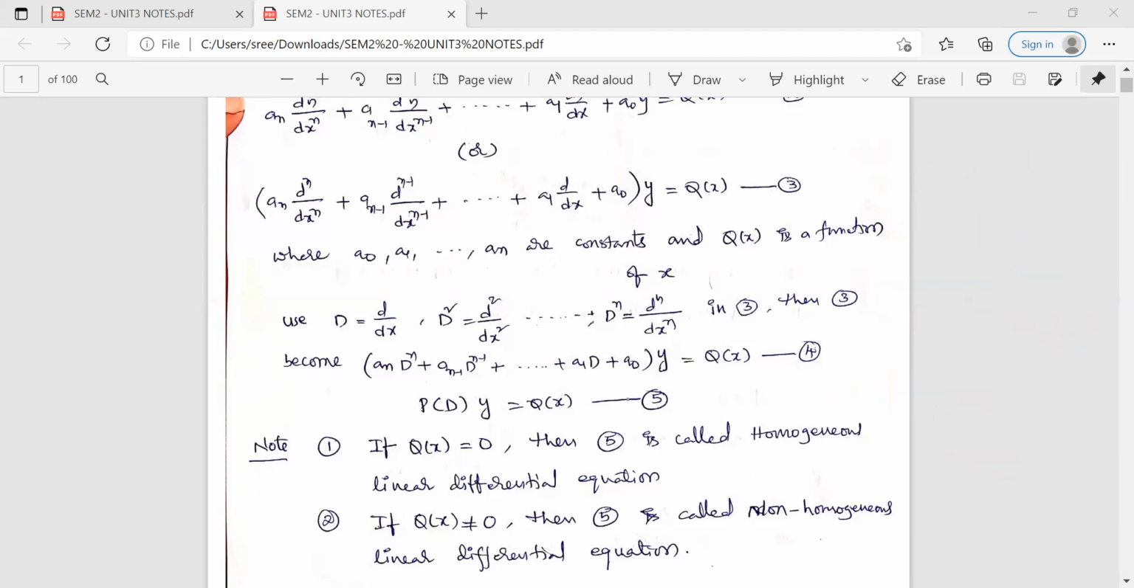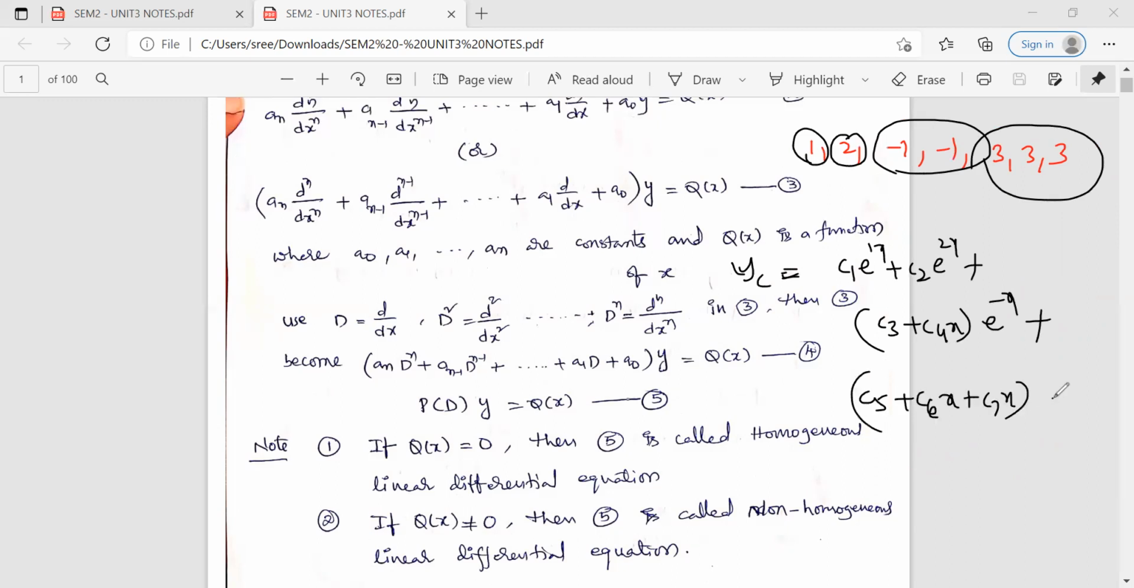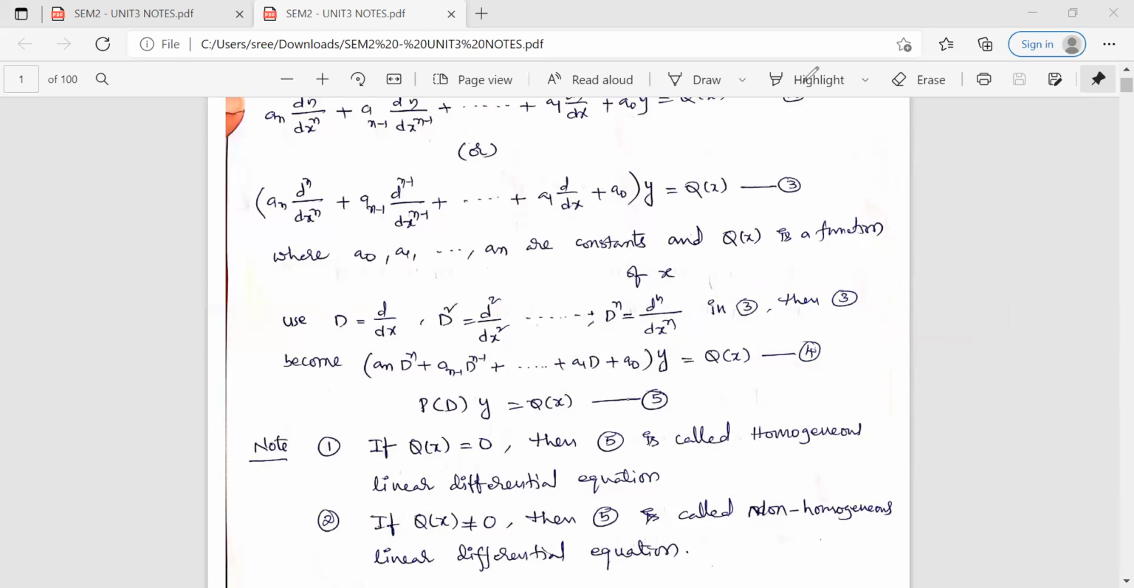Next. If roots are 1, 2, -1, -1, 3, 3, 3, then what is the YC? 1 is distinct, 2 is distinct. So I write C1 e power 1x, C2 e power 2x. After that, we have two repeated roots, so I write C3 plus C4x into e power -x. After that, we have 3 repeated roots: C5 plus C6x plus C7x square into e power 3x. These are the two types of YC based on real roots.